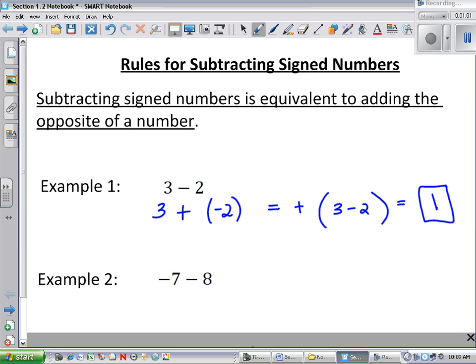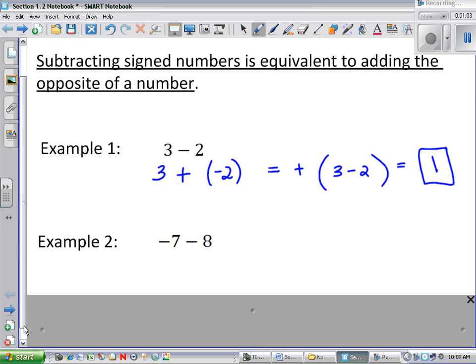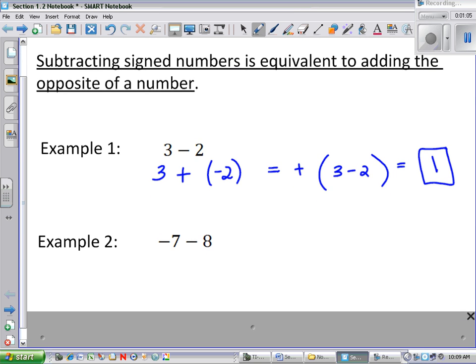In example 2, we have 2 negatives here, so we have to be careful when we read this. It's negative 7 minus 8. So we're going to keep the negative 7. Minus is the same as adding the opposite. The opposite of 8 is negative 8, so we're going to be adding negative 8.